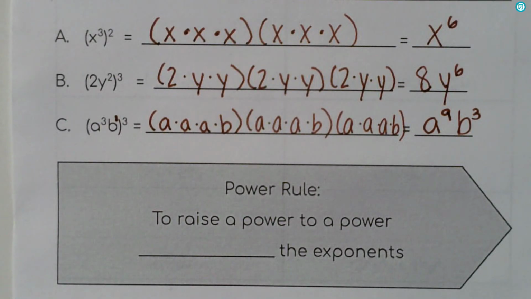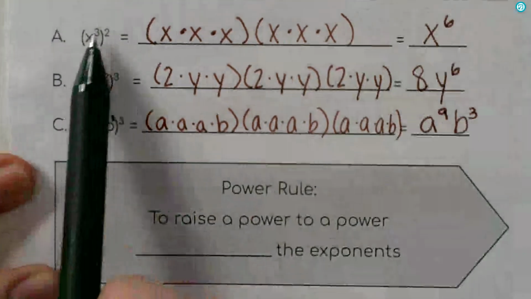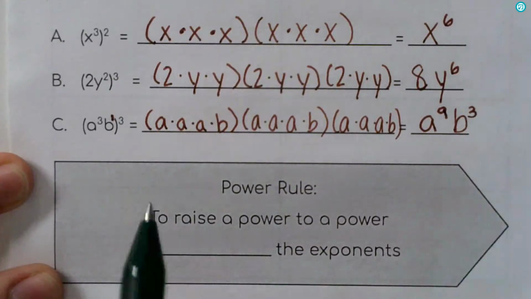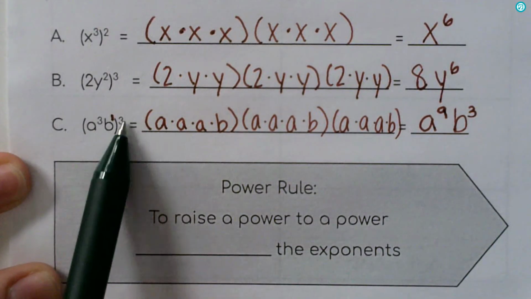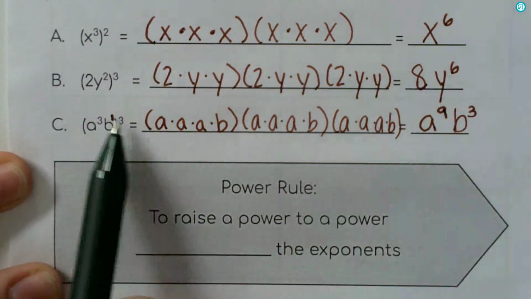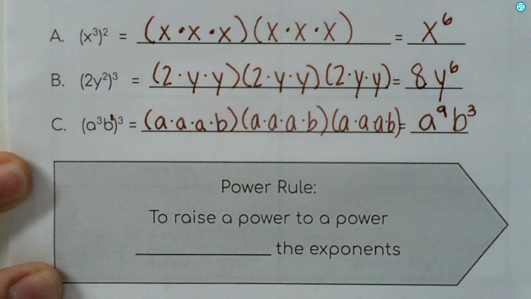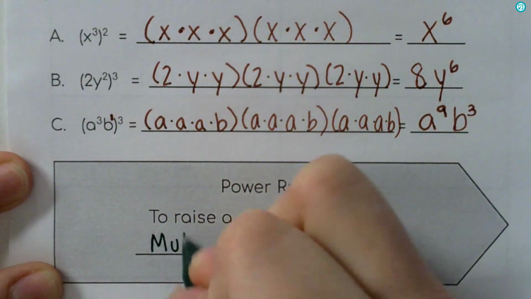Hey, what do you guys do with those exponents? You multiply them. So right here we did 3 times 2 to get 6. Right here we did 2 times 3 to get 6. And then right here we did 3 times 3 to get the 9. 1 times 3 to get the 3. So the power rule tells us if you are raising a power to a power, you multiply the exponents.